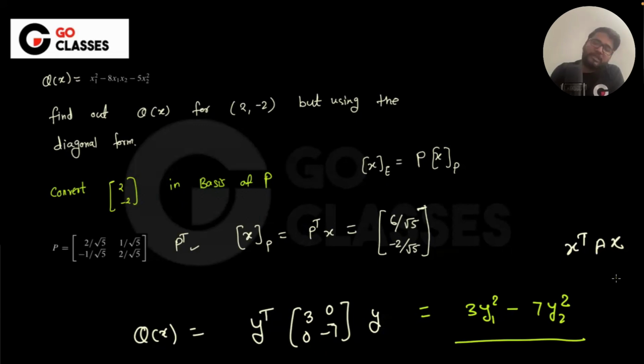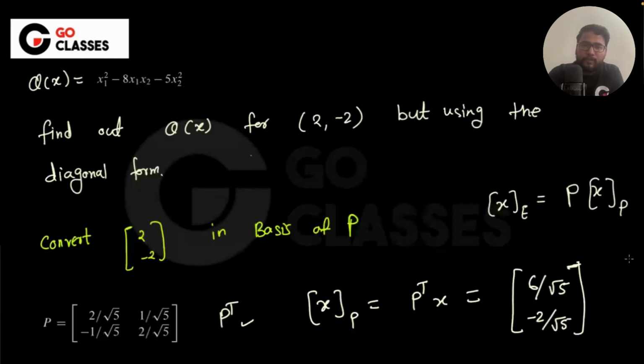Understood? So basically, what they are saying is that if they give you x in the standard basis, then you can represent this x in the basis of P, and then you can calculate Q(x) just using this diagonal form, where there are no cross product terms. So basically, that's what is written here.